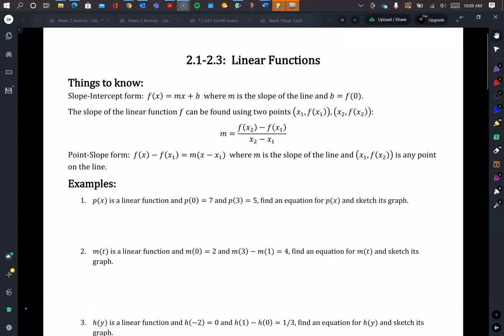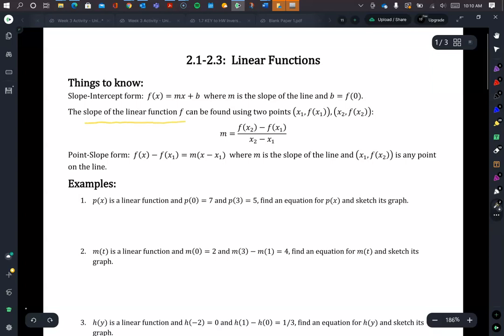You've been working with it a bit, so just somewhat of a review here for this first part, and then we're going to do some word problems. So we have slope-intercept form, f of x equals mx plus b. The y-intercept of the line is b, where f of 0 is what we have for x is 0. That's where it hits the y-axis.